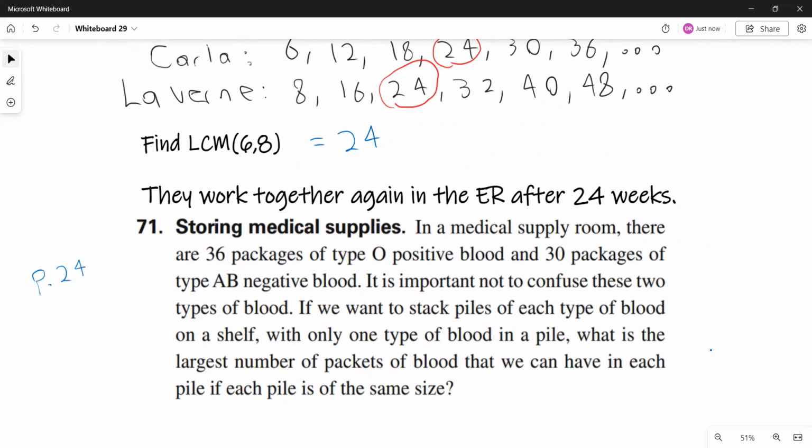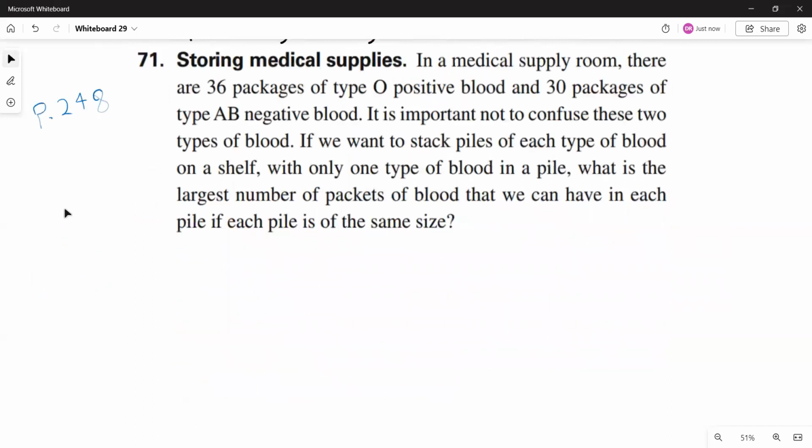I didn't write down the page number. That was, oh yes, I did. That's 248, so that's the same page. So in a medical supply room, there are 36 packages of type O positive blood and 30 packages of type AB negative blood. It is important not to confuse these two types of blood. If we want to stack piles of each type of blood on a shelf with only one type of blood in a pile, what is the largest number of packets of blood that we can have in each pile if each pile is of the same size?